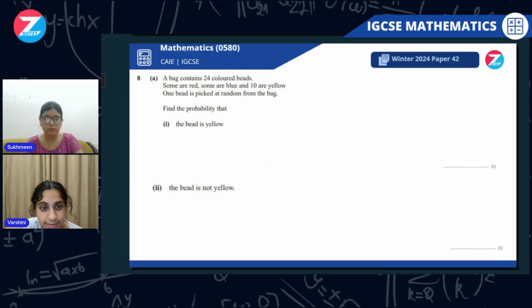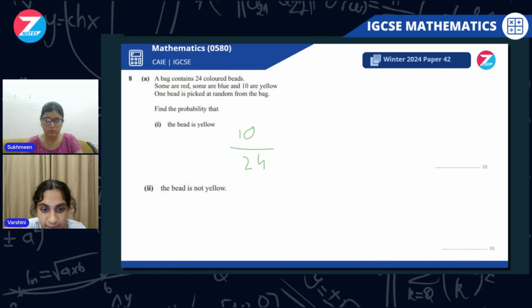Okay, a bag contains 24 colored beads. Some are red, some are blue, and 10 are yellow. One bead is picked at random from the bag. Find the probability that the bead is yellow. So we know that the probability is part by whole. So it's going to be yellow, which is 10, divided by whole, which is 24. And if you simplify this, just put in your calculator and you'll get 5 by 12.